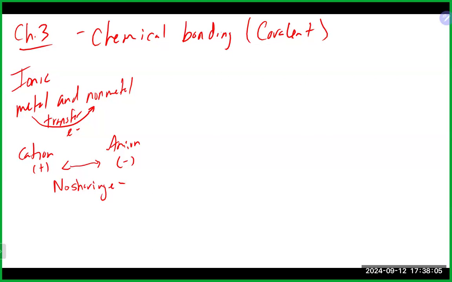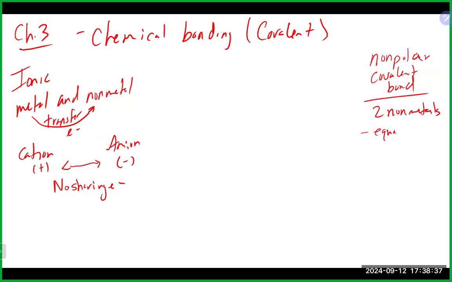On the other end of the extreme, we have the non-polar bond, which is a covalent bond. That is between two nonmetals. Because they are both nonmetals, they have very similar periodic trends, and neither one is going to want to give up its electrons. So we are at a sharing situation. The deal with the nonpolar covalent bond is we have equal sharing of electrons.